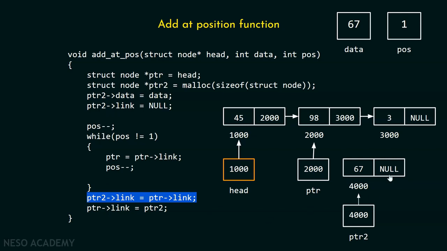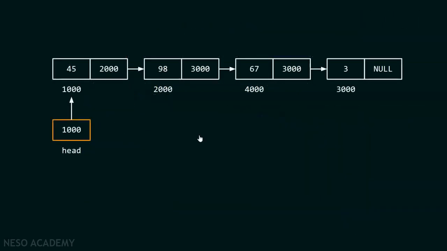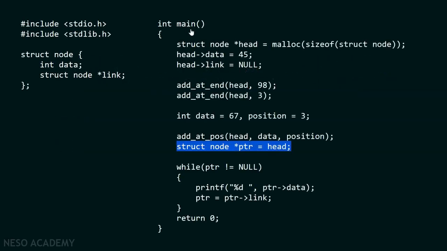After this, of course, we will update the link part of this node by the address 3000. And this can be updated by using this line of code which we have already seen. And then after that, we will update the link part of this node by the address 4000. This means our node is added between these two nodes. And then after that, you can see the linked list so created. Here, this node is added between these two nodes. After this, we'll get back to the main function.